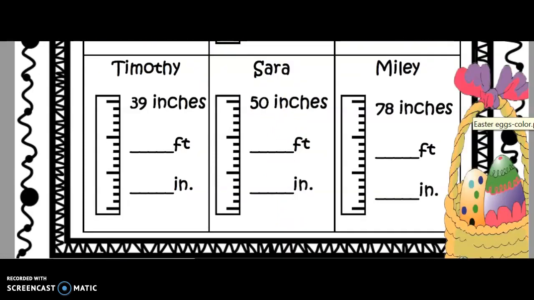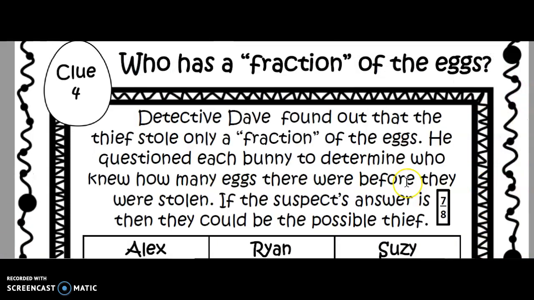And here are the rest of our suspects and their heights. If you knew what Ryan was, he was 36 inches. If I look at Timothy, that's 3 feet, and Timothy would be 3 feet and 3 inches because 39 is 3 inches taller than 36. So again, we can get rid of Timothy right off the bat too. You may want to pause so you can figure out the rest of the math.